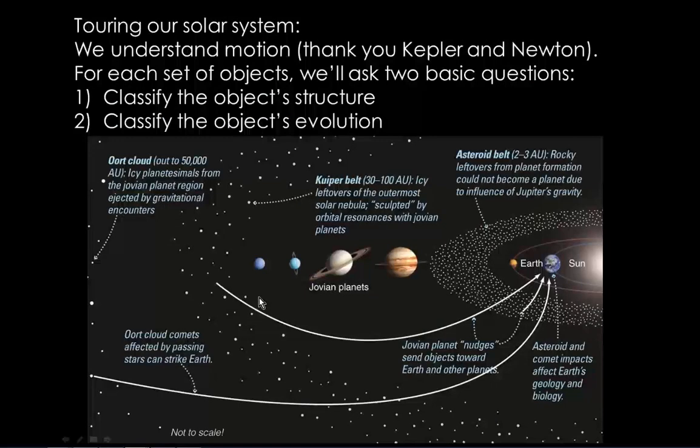Okay, so you'll see more and more examples, but essentially, thanks to Kepler and Newton, we understand the motion of the objects. So now as we go through this tour of the solar system, the 2 remaining questions that we have are, what are the objects' structure?